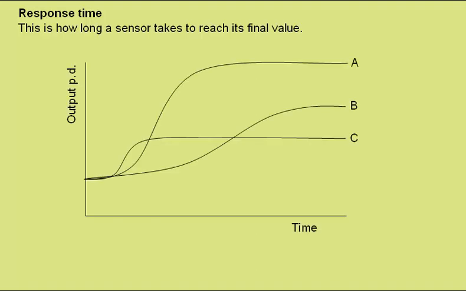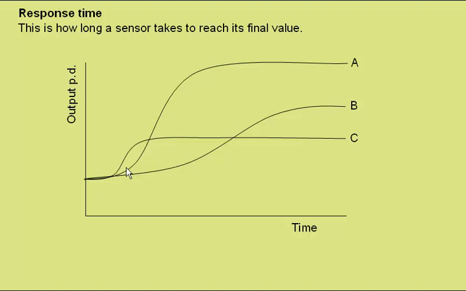Response time. This is how long a sensor takes to reach its final value. For example, here I have a graph of the output potential difference from three sensors which have been given some change. It could have been a change in temperature, for example.